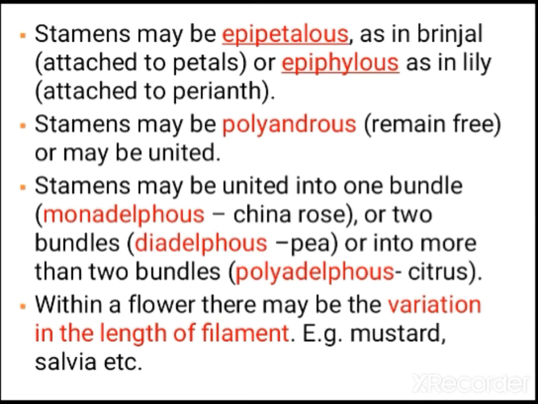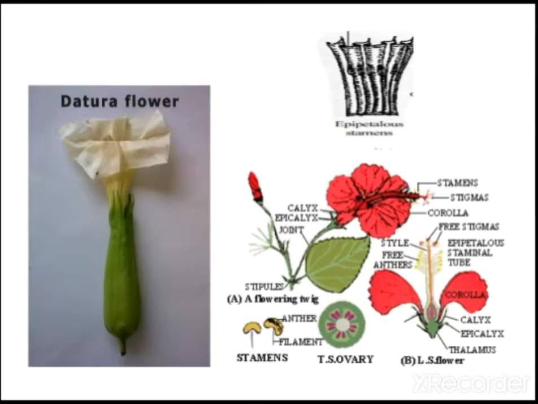Observe the flowers available in your locality and try to find out how the stamens are located. What is the type of calyx, whether it is united or free, or the petals, whether they are united or free? You try to observe and find out, children. Mustard and salvia come under this category, where the length of the filament varies. This datura flower you must have seen on the roadsides, and the China rose, which is the hibiscus flower. These are very easily available flowers, children. You try to get them, dissect the flower, and segregate the various portions.